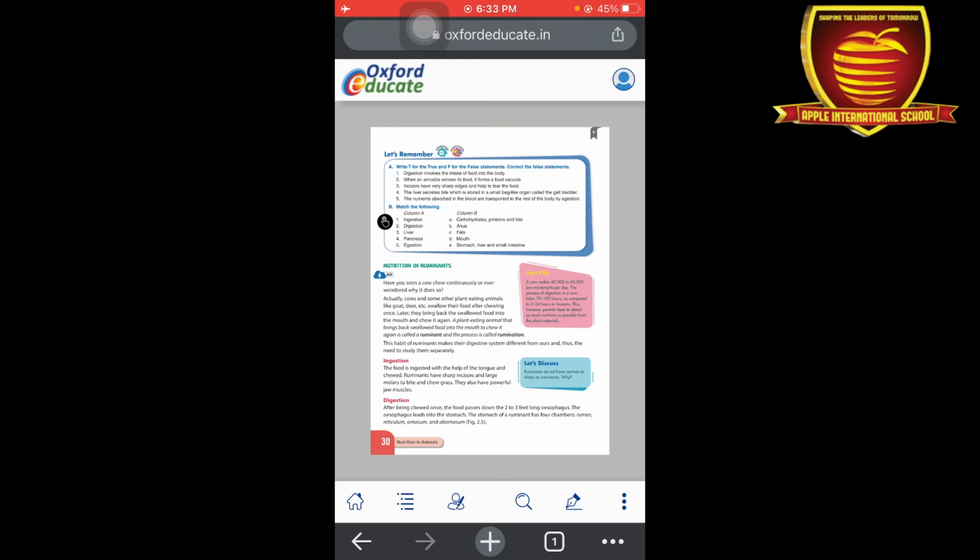Later they bring back the swallowed food into the mouth and chew it again. Plant eating animals that bring back swallowed food into the mouth to chew it again are called ruminants, and the process is called rumination. Okay, this habit of ruminants makes their digestive system different from ours and thus the need to study them separately.